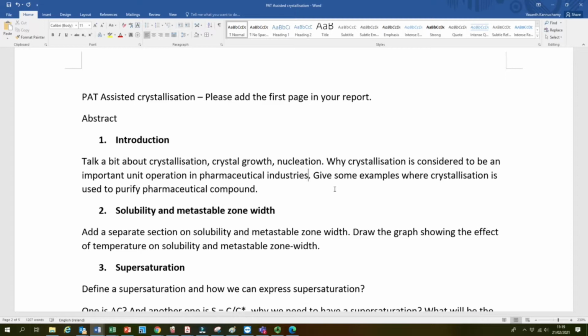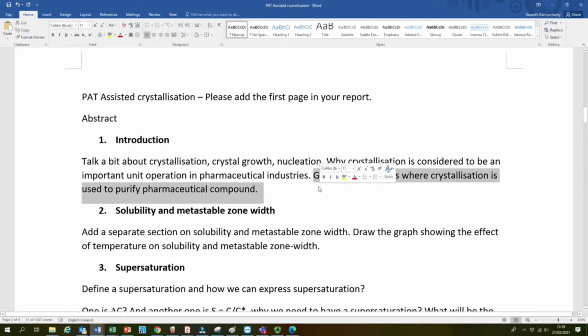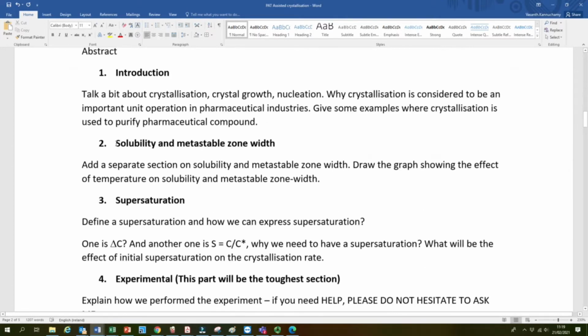So try to include all of these things in the introduction, and then give some examples where crystallization is used to purify some pharmaceutical compounds. Say paracetamol itself is one example. There are many you can find in the literature. So try to add 4 or 5 examples. You don't have to explain, but just say crystallization was already used in the past to purify this compound, that compound, and just list them, and then go to the theory part.